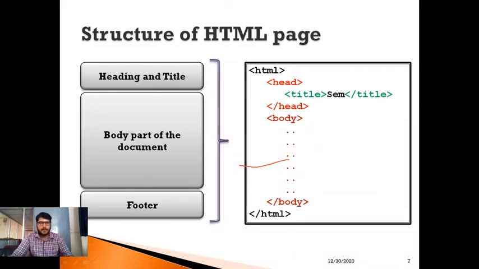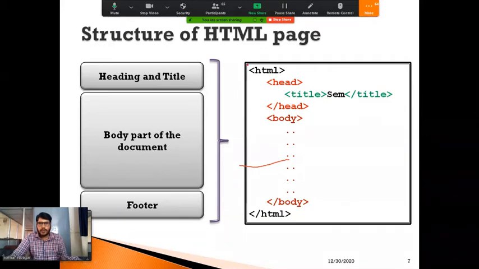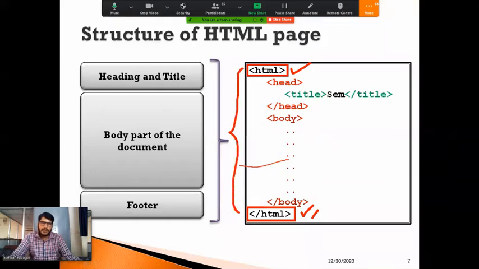So you can observe, this is the opening tag of HTML. This has been closed here by using a slash. You can observe I have used a slash before writing HTML. So that is indicating a closing tag. This is the opening tag and this is the closing tag. And this entire portion is known as the HTML section.